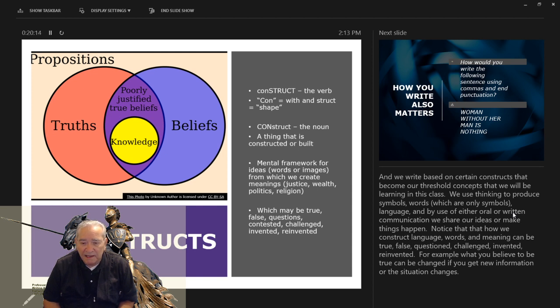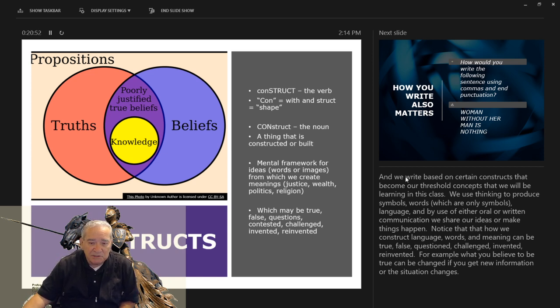So our thinking is constructed by language, and then in our mind, words in our mind. But our thinking, our language, and our words shape meaning. And the meaning can be true, it can be false, it can be questioned, it can be challenged, it can be invented, it can be reinvented. For example, what you believe to be true today can be changed tomorrow. I'm sure a lot of us have had that experience. And actually, I hope you get some of that in this class, that maybe you'll rethink some things.